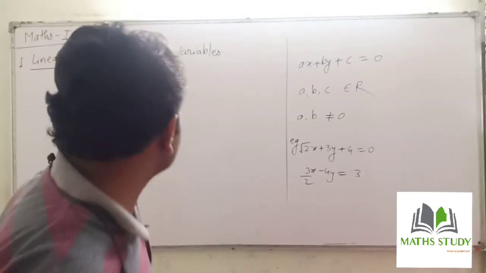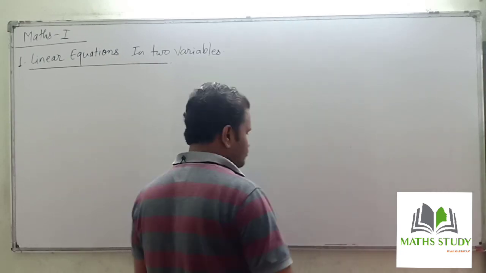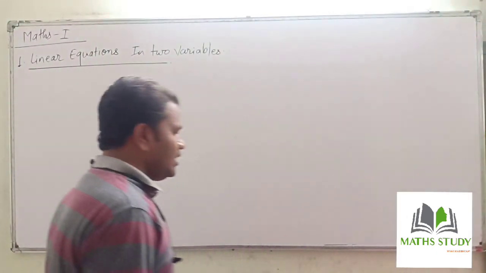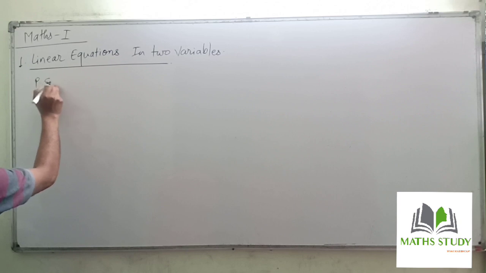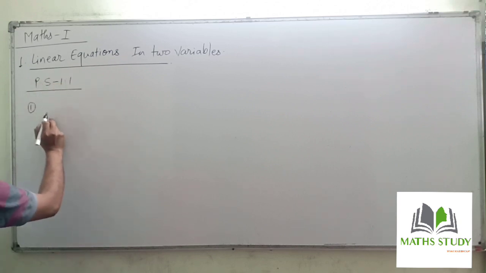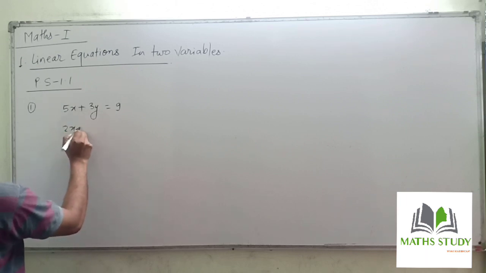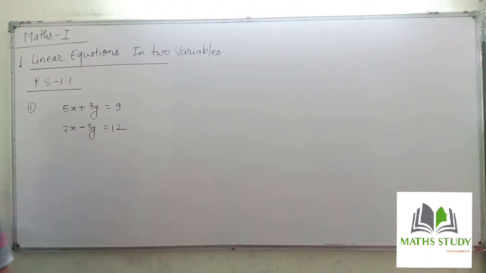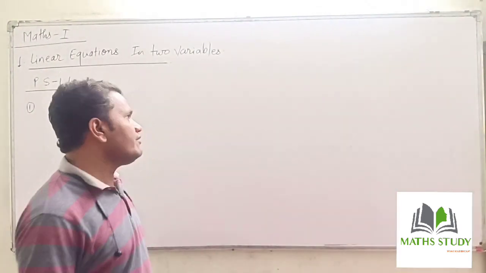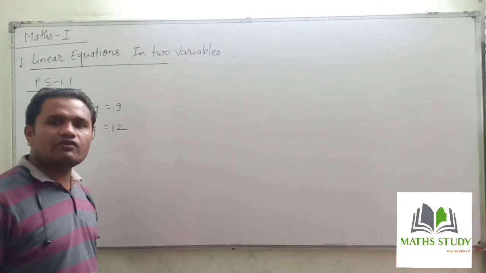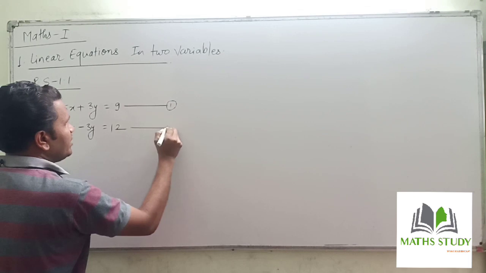Now we will begin with some basic questions from practice set 1.1. I think the first question is an activity. Let me write down the question. Practice set 1.1, question number 1. We have 5x plus 3y is equal to 9, and 2x minus 3y is equal to 12. As I said earlier, these are very basic equations, and they are already prepared. We just have to do one thing. Let us number them 1 and 2.